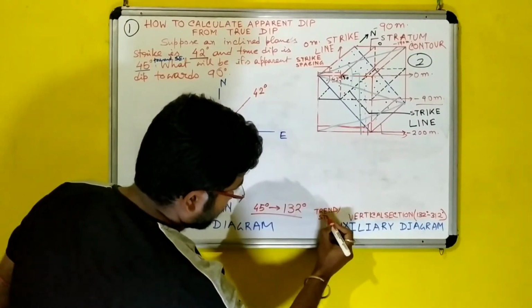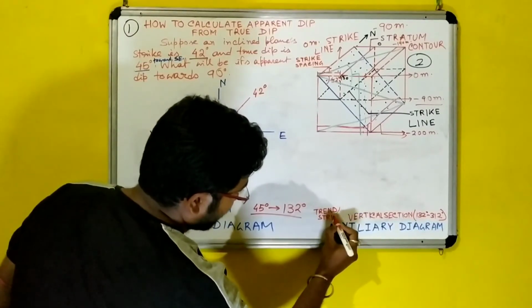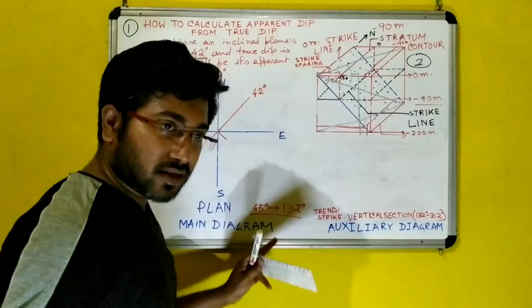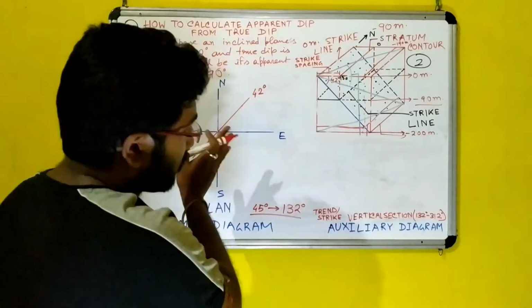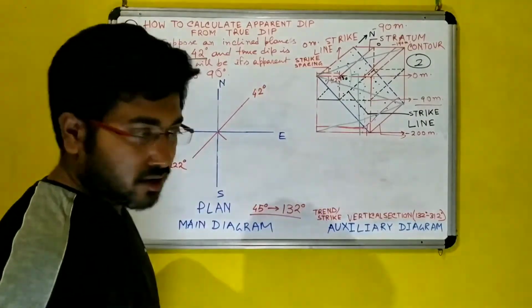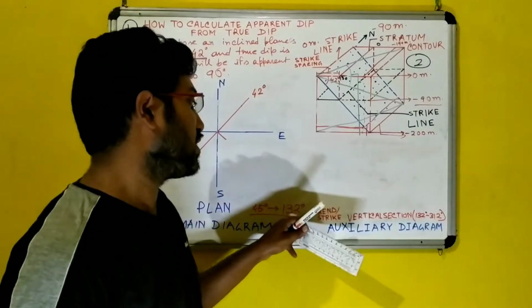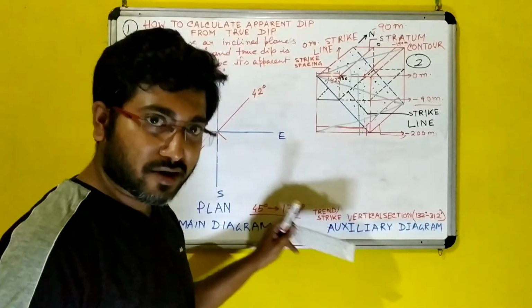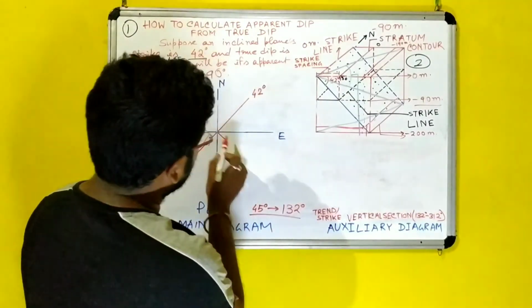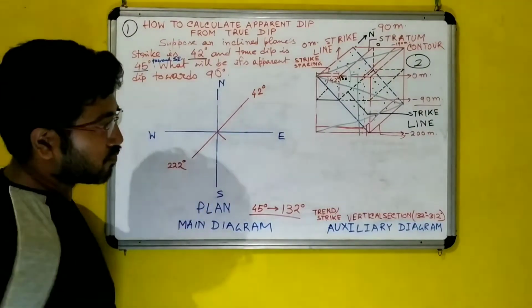Similar to strike, but there is a difference between trend and strike. These are not the same, but for a plane, what is strike? For that section, that is the trend. So I will be explaining this later on. But for this vertical section, this end is 132 and this is 312.